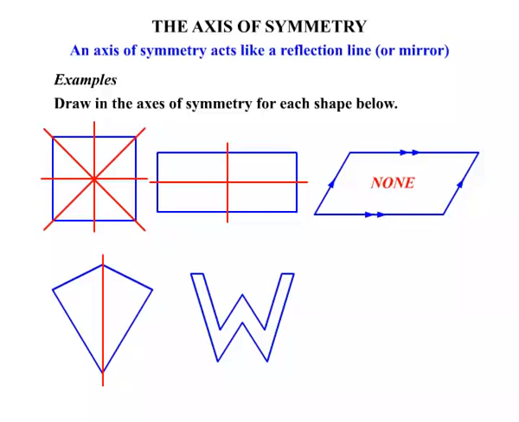Alright, there are other different shapes, often letters. Often letters have axes of symmetry. Can you think of where the line should go there for the axis of symmetry? Did you say that? Right down the middle?